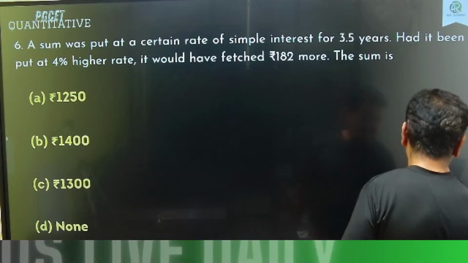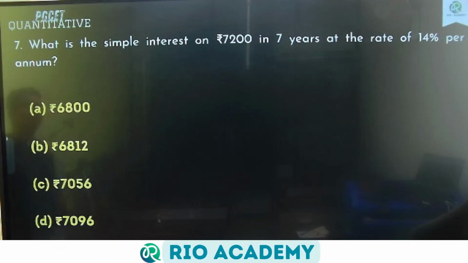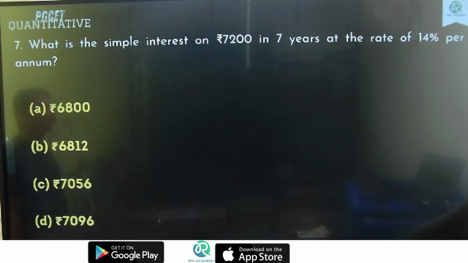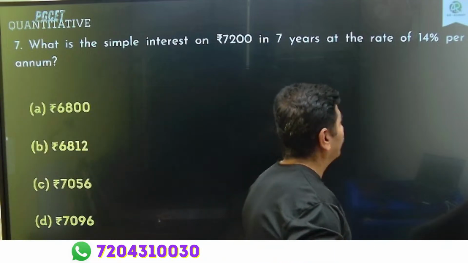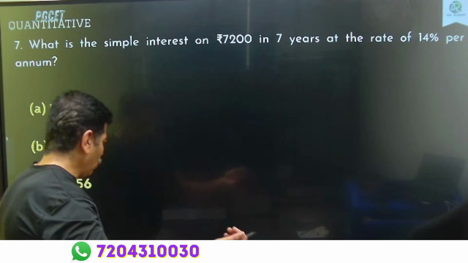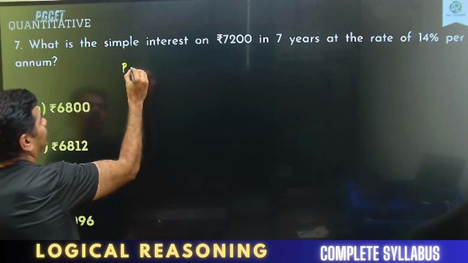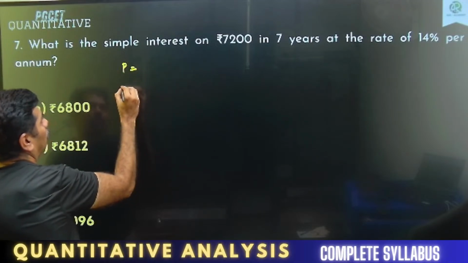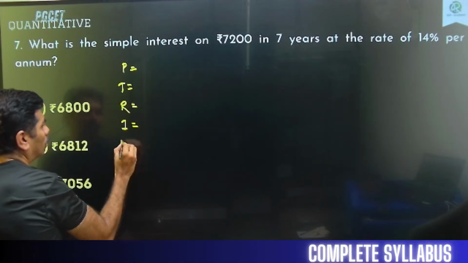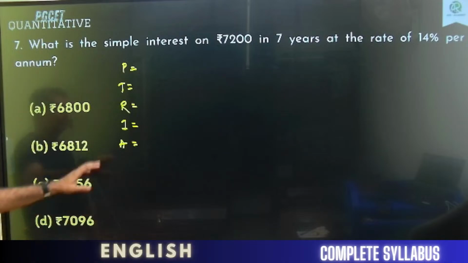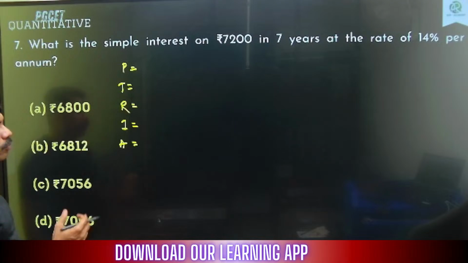This we had finished. Now come to problem number 7. What is the simple interest on 7,200 in 7 years at the rate of 14% per annum? As you know, in any simple interest formula, we got to know what is the value of P, T, R, I, or A. A need not necessarily be given; if P and I are known, A is known. It is based on what they have asked.